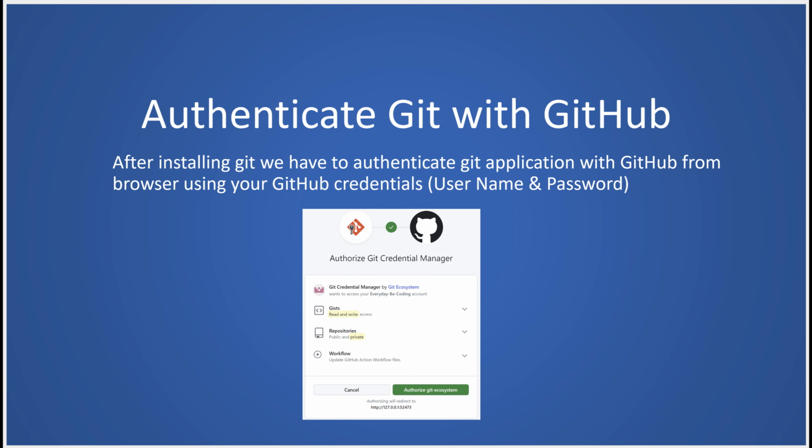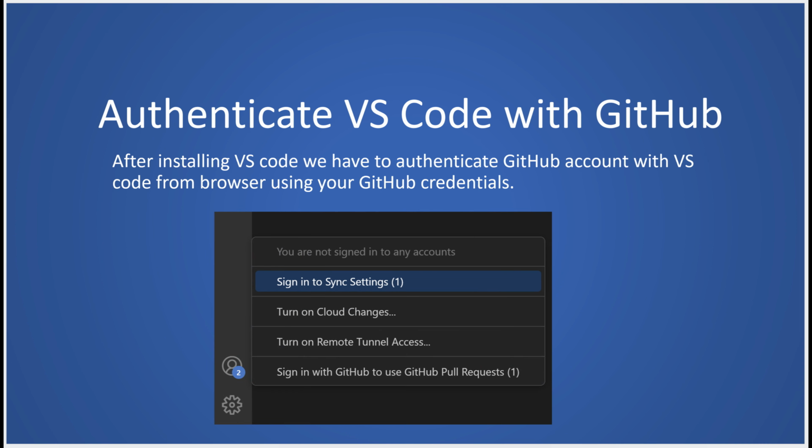The fourth step involves authenticating Git with GitHub. This is done through your browser using your GitHub credentials. With that done, it's time to authenticate your GitHub account with Visual Studio Code. This is similar to the previous step, but this time within Visual Studio Code.